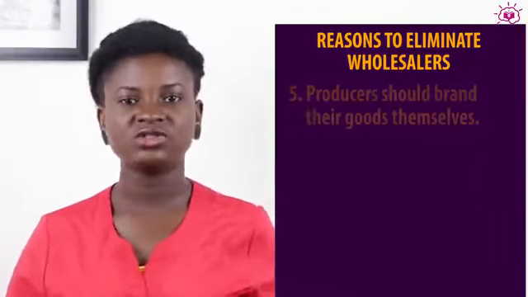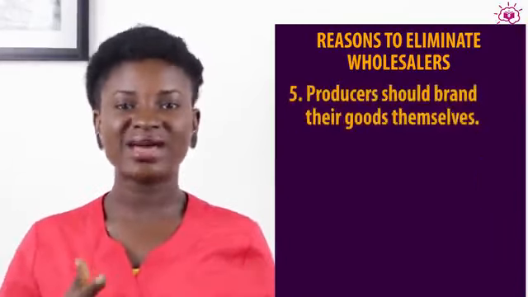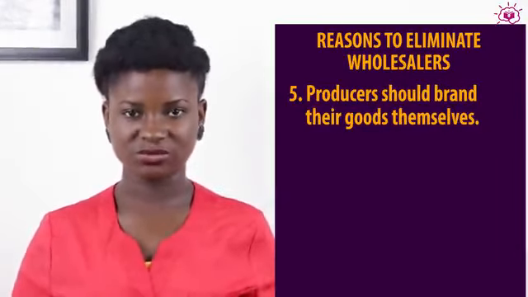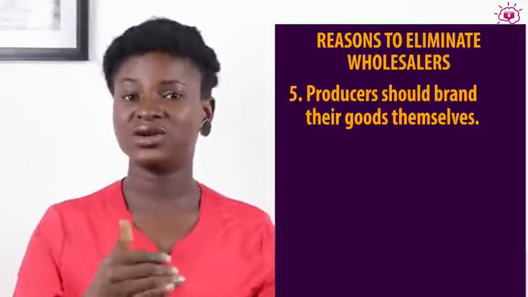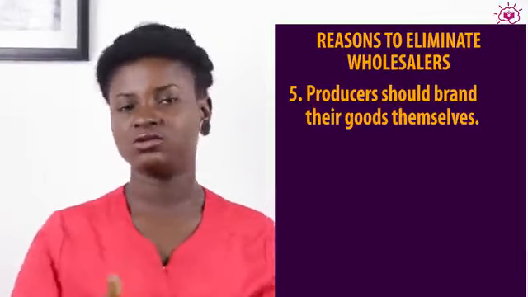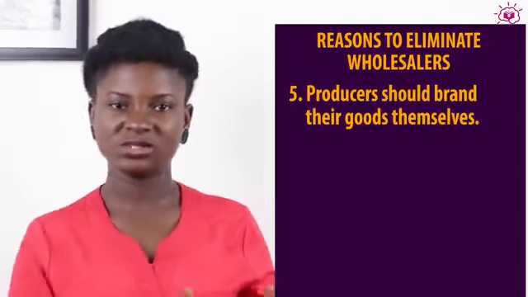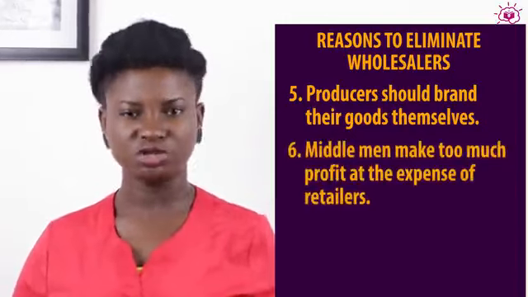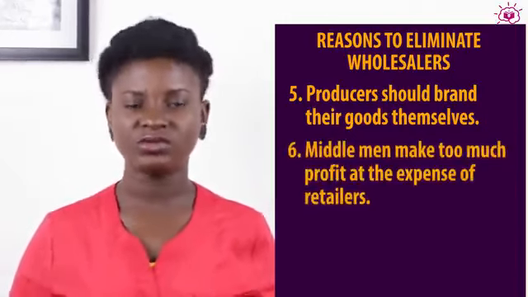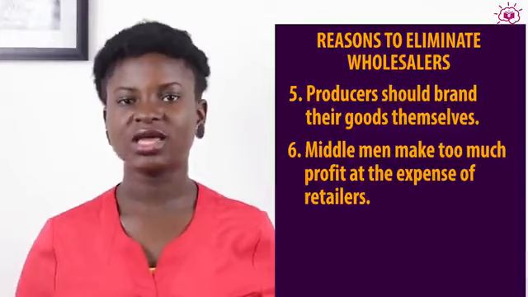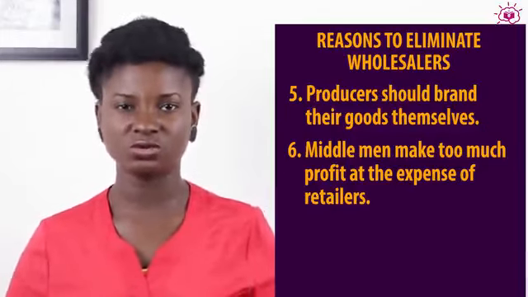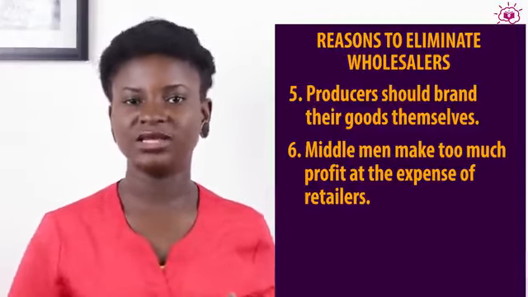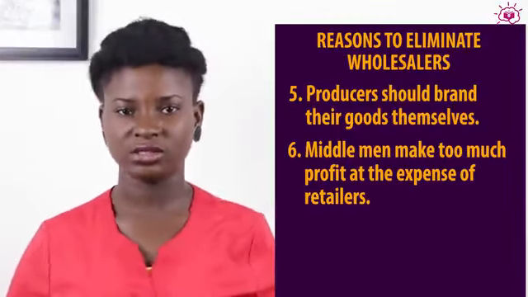Also, producers should brand their goods themselves and also break the bulk themselves, which will enable them to sell directly to the retailers and the consumers, thereby eliminating the middlemen. Also, middlemen make too much profit at the expense of retailers, which producers can also look into, thereby removing the place of middlemen and selling directly to retailers and consumers.